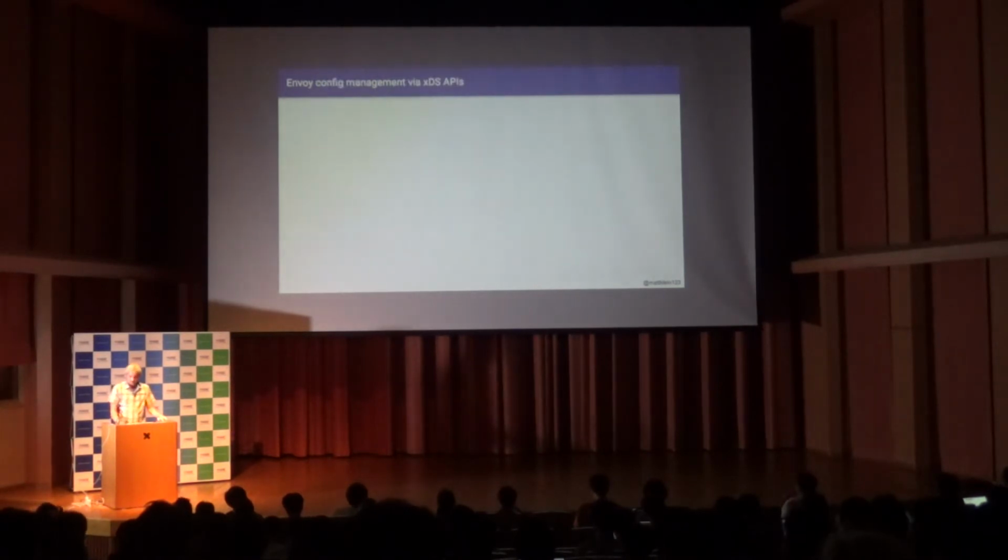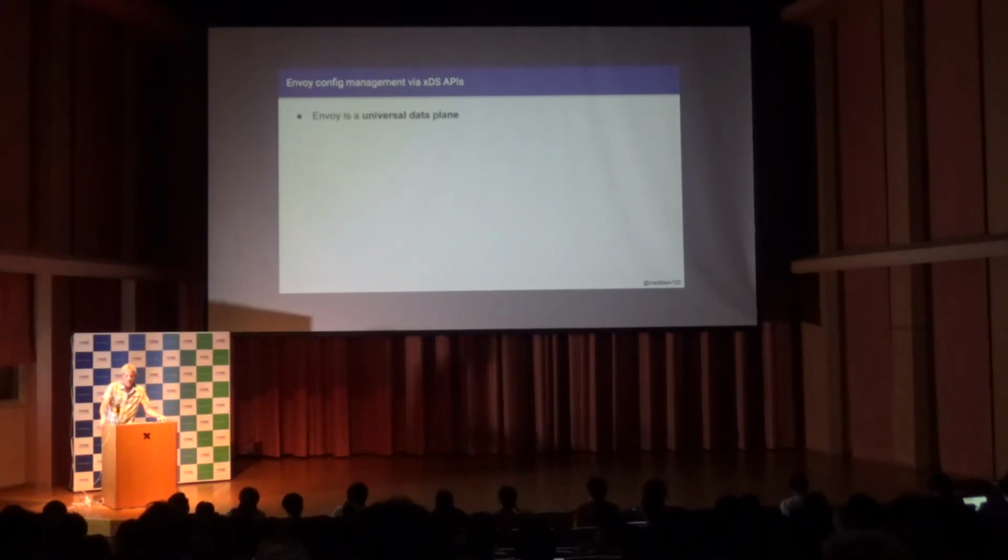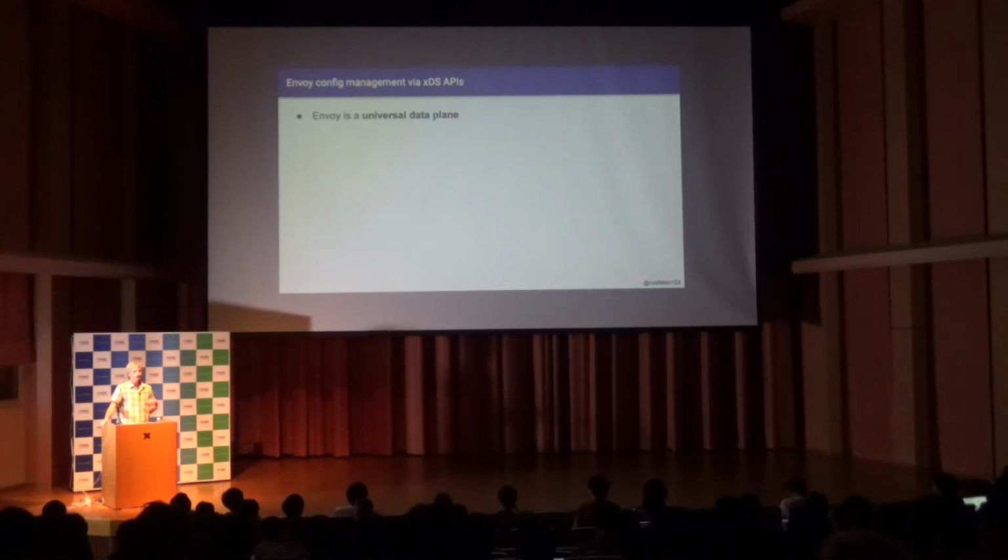All right, so what is xDS? I talked about before how a core tenet of Envoy is that we can make it API configuration driven. So the way that we talk about it is that Envoy is a universal data plane. So the idea is that we don't want to tie Envoy to only working with Kubernetes, or only working with Consul, or only working on bare metal.